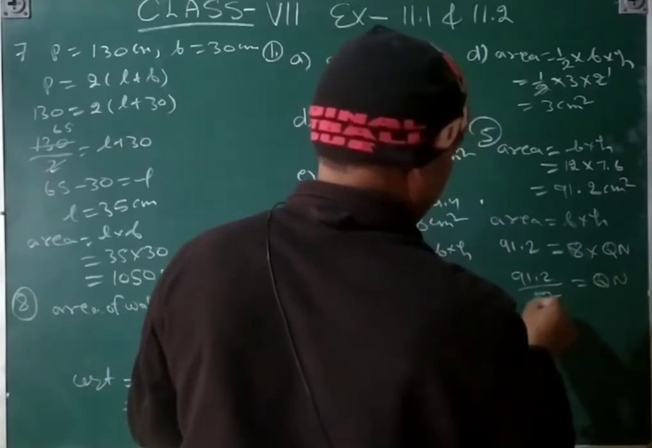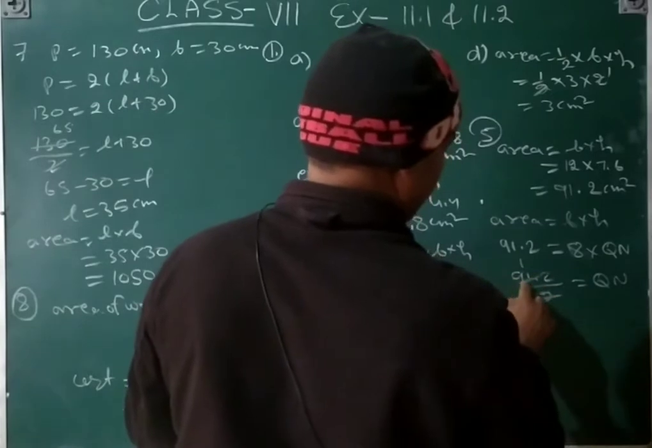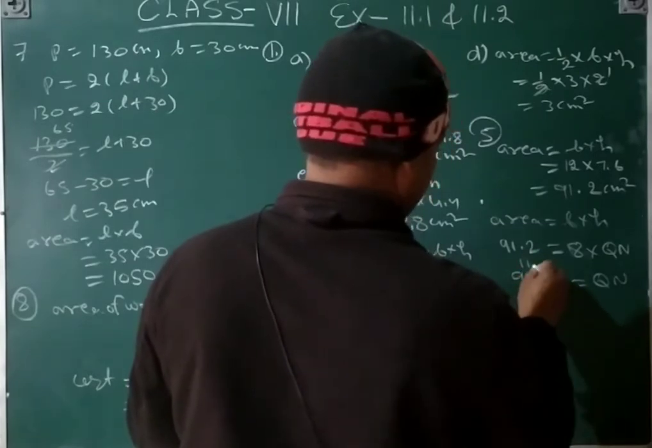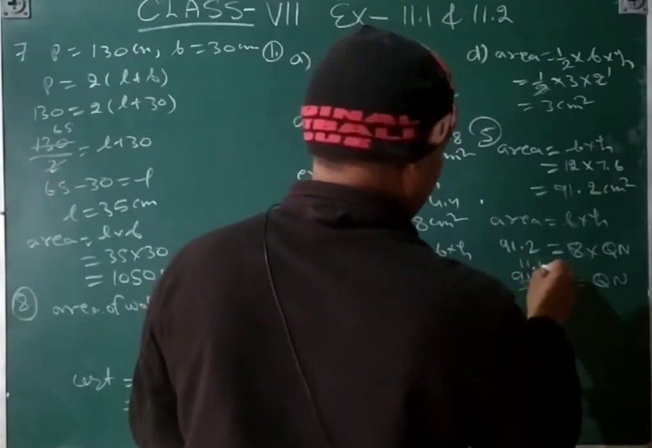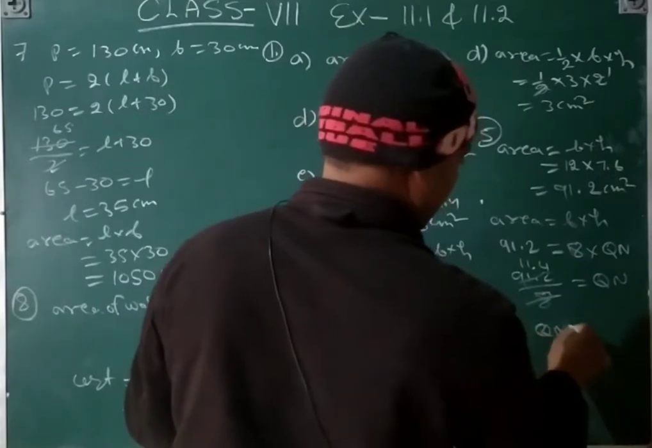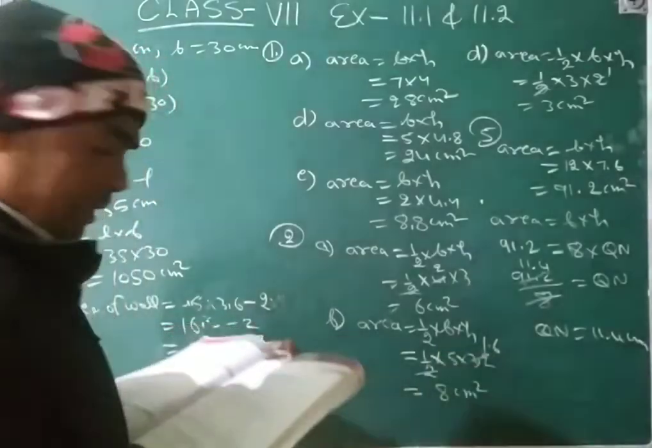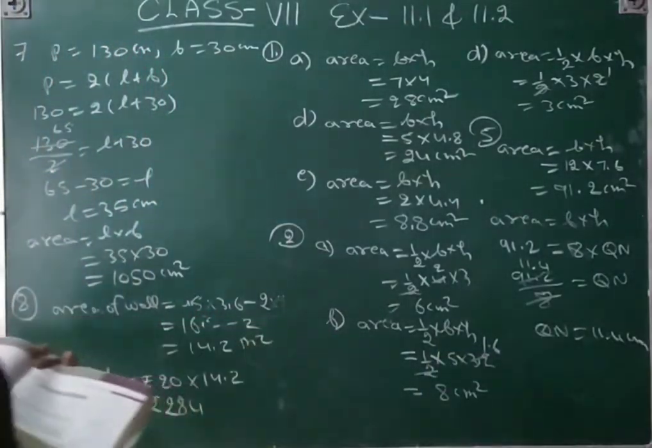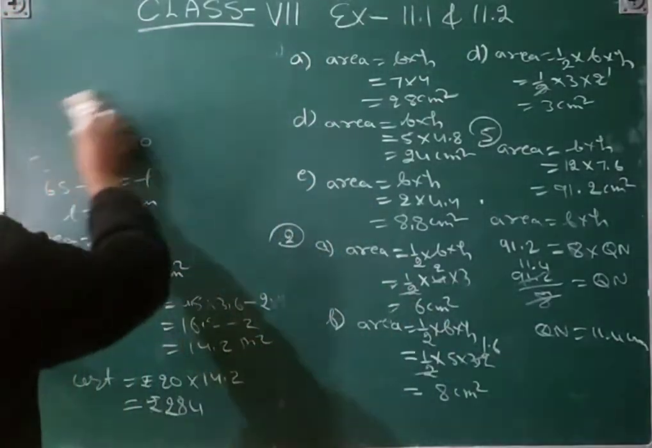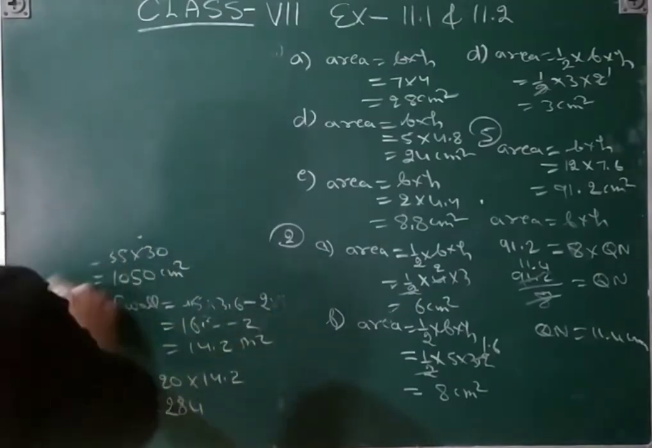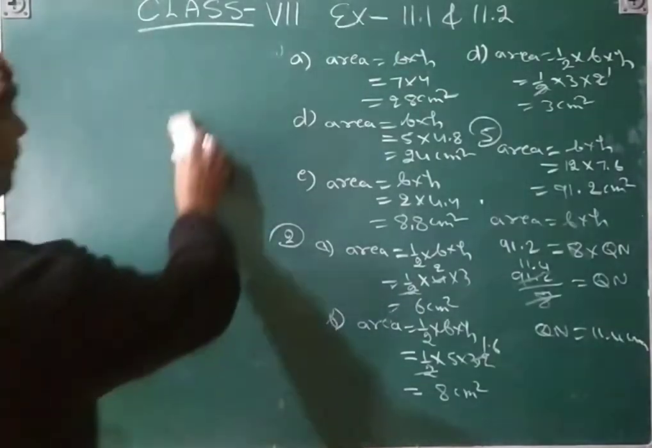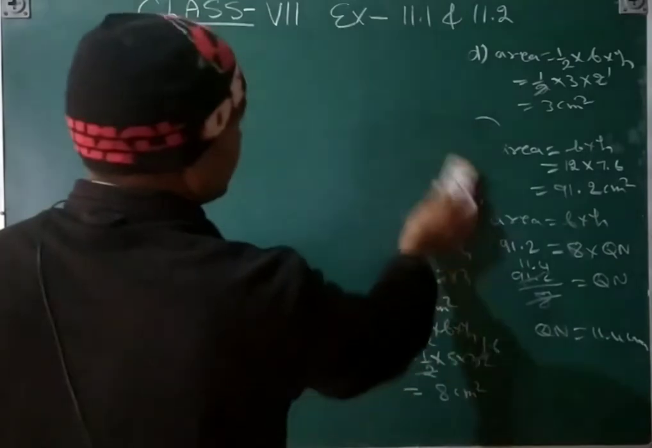So by division, 8 1s are 8, then left 1, 8 1s are 8, that is 3, 8 4s are 32. So QN is equal to 11.4 centimeter. Fifth question we have done. Now we will see the sixth question.